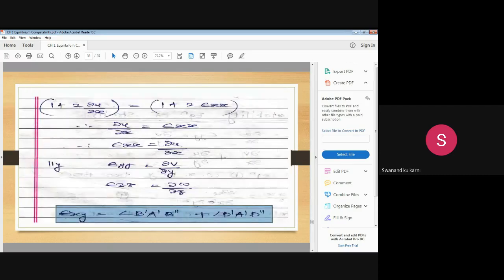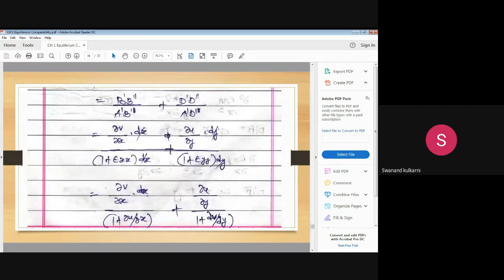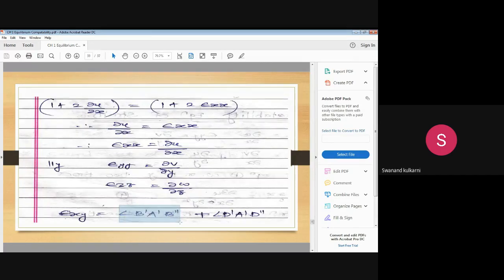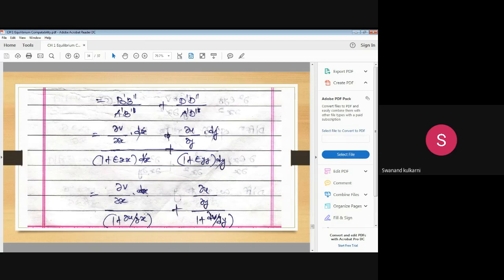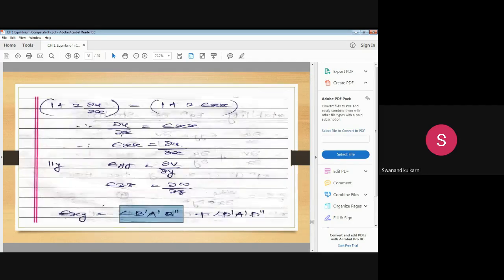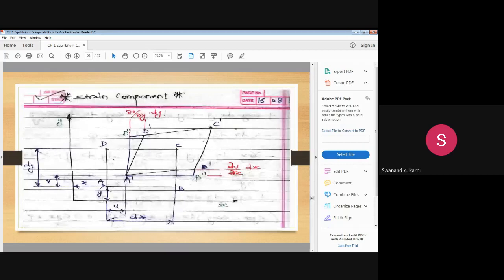If we consider this shear strain, suppose we consider only angle b dash a dash b double dash, then we will consider this as a ratio of b dash b double dash upon a dash b dash. Because here we are considering angle b dash a dash b double dash, we may consider this as tan theta. This particular angle we will consider as tan theta.